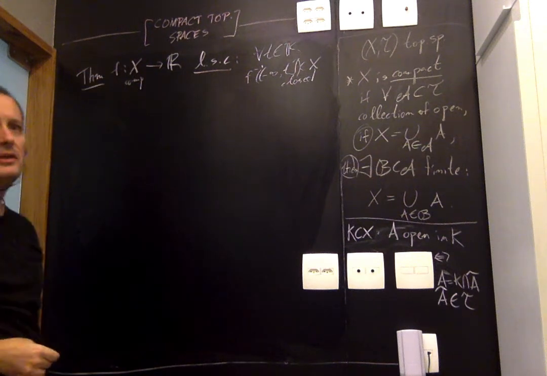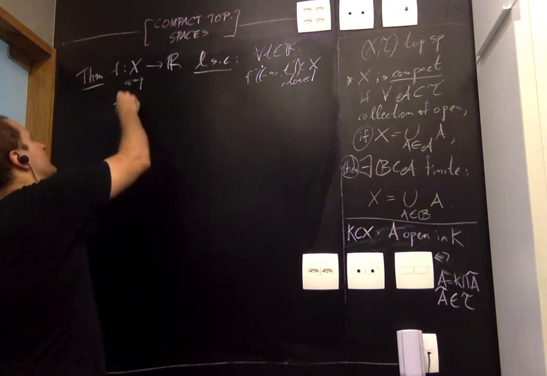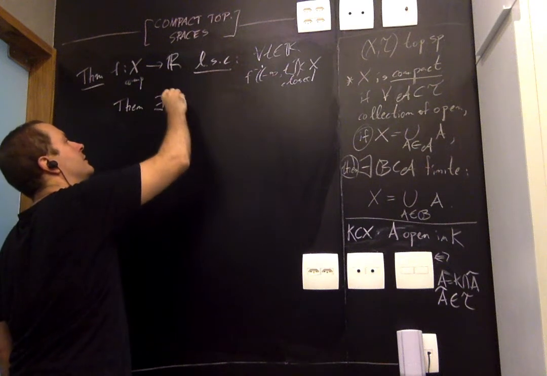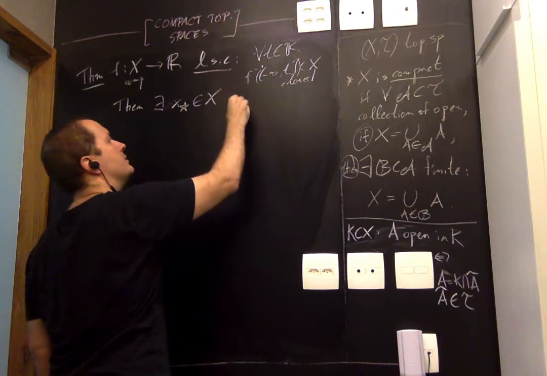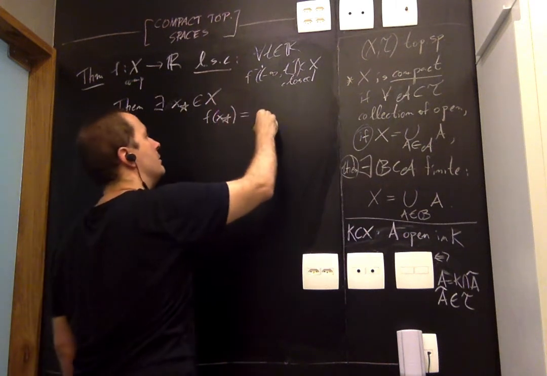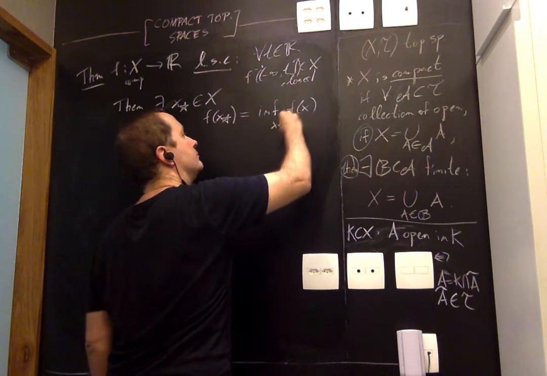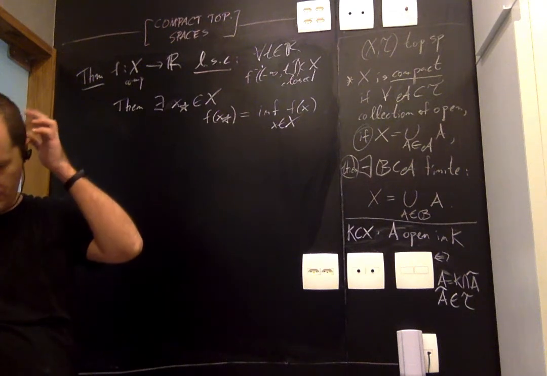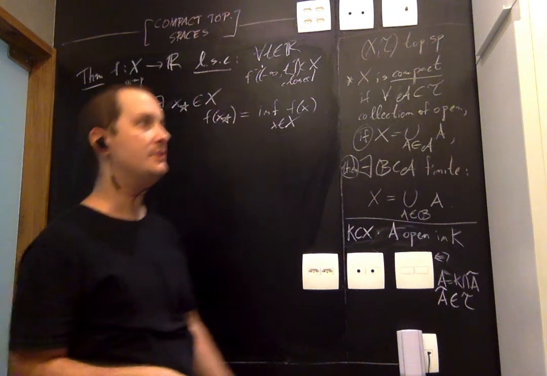Okay, so theorem. If I have a lower semi-continuous function, then there exists a point x star in X such that f of x star is equal to the infimum. So this is for a more general class of functions, which are these lower semi-continuous functions.